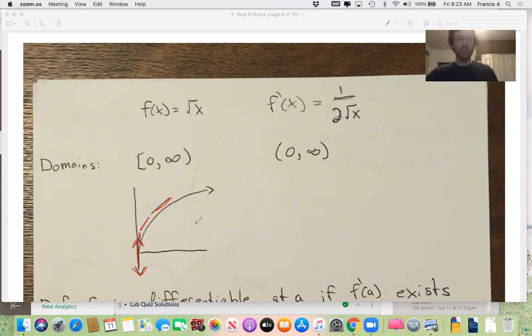So graphically, we can see that the square root of x is defined at 0 and actually continuous at 0, if we want to use some of our other terminology. But the derivative doesn't make sense there. The derivative isn't defined there because the tangent line is vertical and there isn't a number which is the slope of that tangent line.